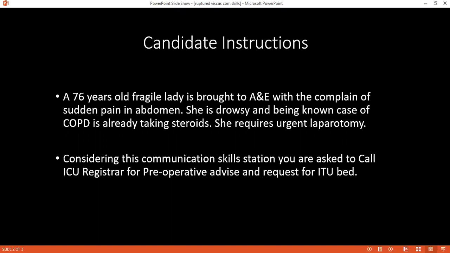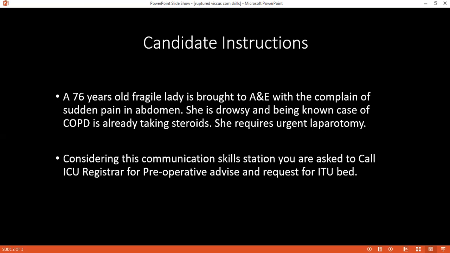Her blood investigations show that there is an increase in the urea and creatinine, and there is hypokalemia. Her ABG shows that there is a metabolic acidosis with high lactate levels and high negative base excess. And we did ultrasonography of her abdomen, which shows free fluid. Based on the above findings, I would like to get advice for this patient for the proper optimization before going to the laparotomy, and also would like to make a request for the ITU bed, ma'am, post-operatively.